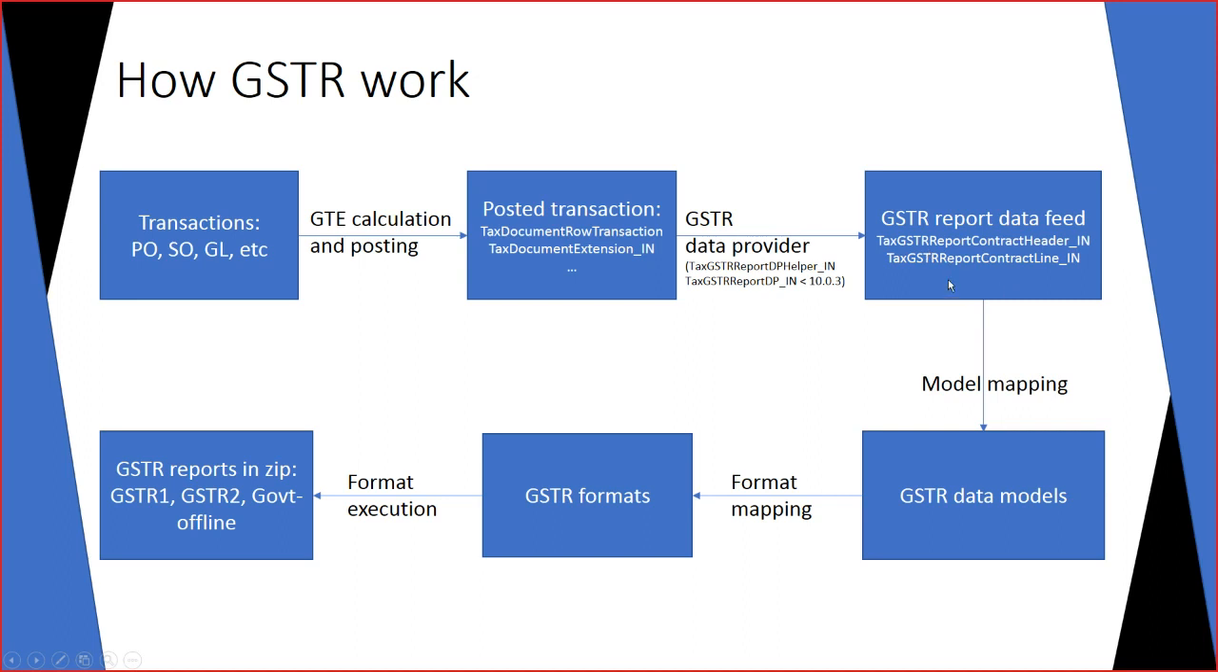Okay. Then assume that we have already populated all the data to these two classes. The header class, which is very obvious, will hold the GSTR report header information. And then the tax GSTR report contract line holds the detailed transaction information, like tax amount, taxable value, item, and invoice number, invoice ID. So everything will be held in this line.